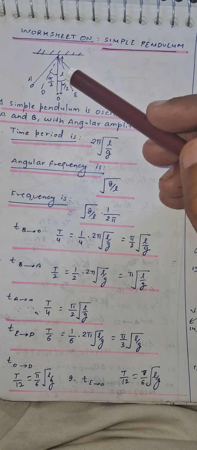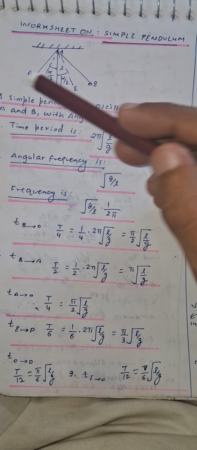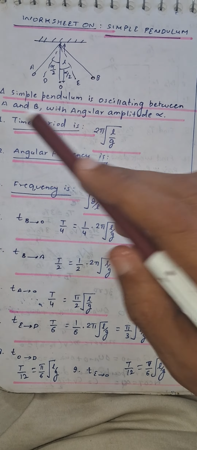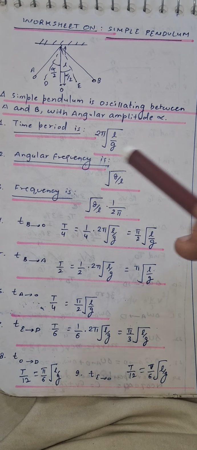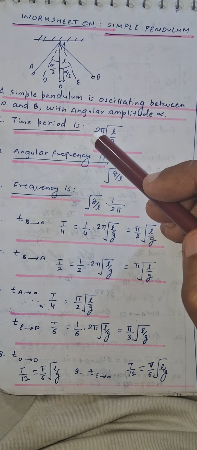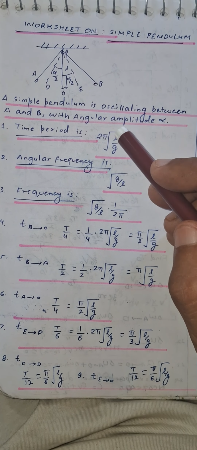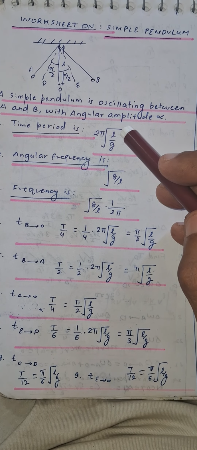So here is a simple pendulum given to us. It oscillates between A and B and angular amplitude is alpha. Then the first question is we need to find the time period. So time period here is 2 pi root under L by G.